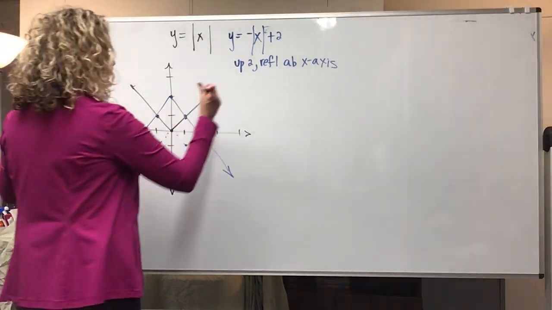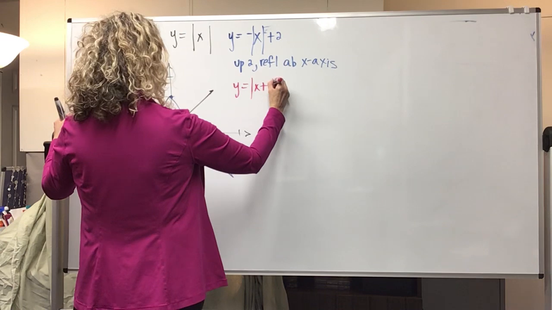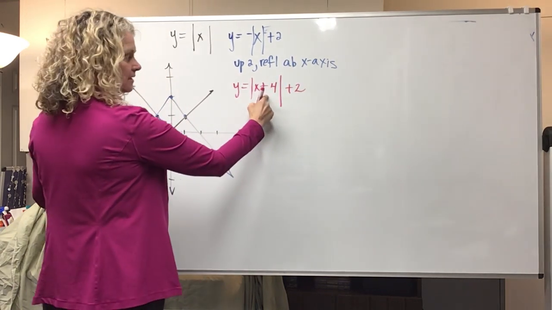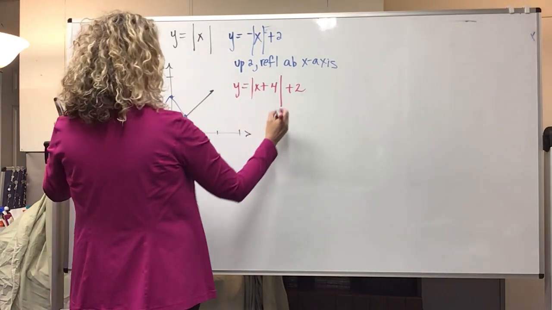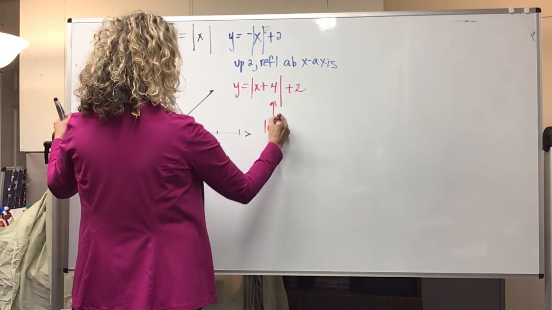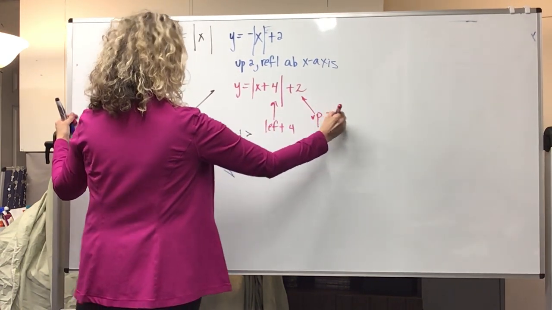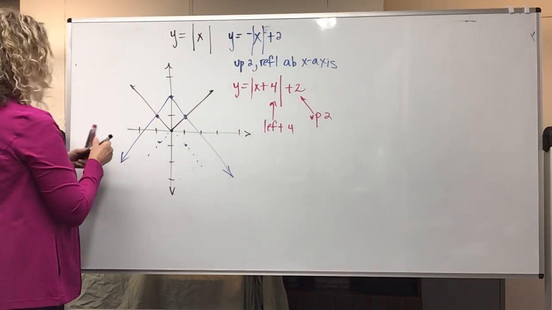If I had it, this is going to be horizontal motion to the left 4, up 2. So the coordinate plane isn't quite big enough.